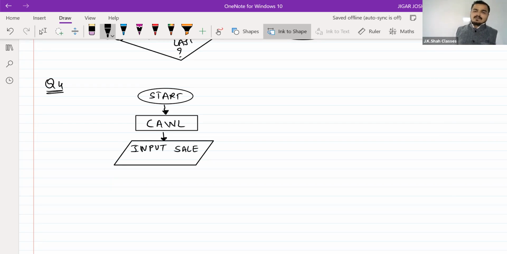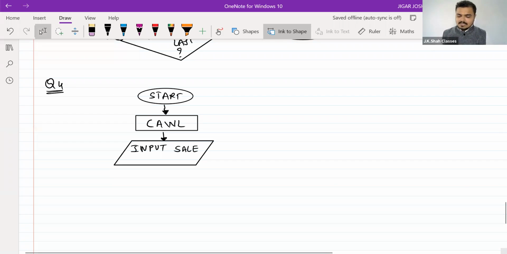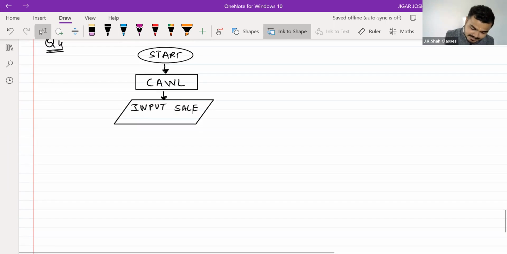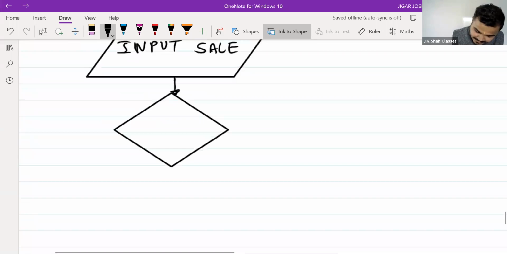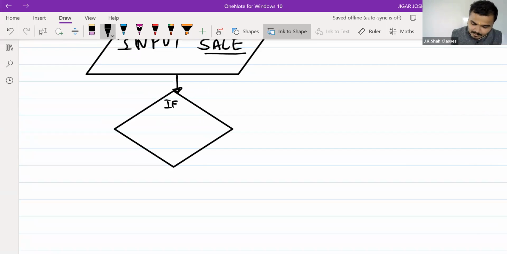But now the question comes: what would be the next step? In the next step, people, they have given us one condition: if the bill amount is less than 10,000, then we give a 20% discount to the person. And if the bill amount is 10,000 or greater, then we give 30% off. So what should we do next? Next is asking whether the bill is less than 10,000 or not. So we'll use a decision box here now.